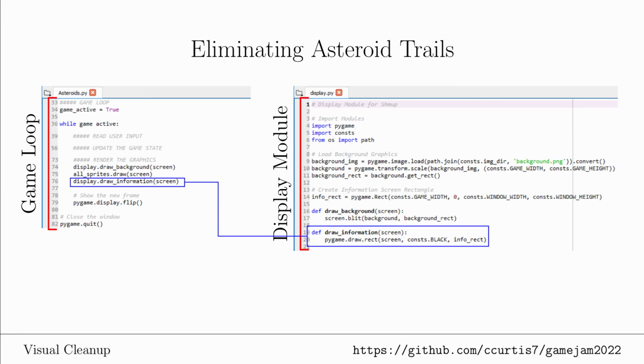The second obvious problem is that none of the sprites interact with each other. The lasers don't hit the asteroids, and the asteroids don't hit the spaceship. In the next video, we'll see how to deal with this.